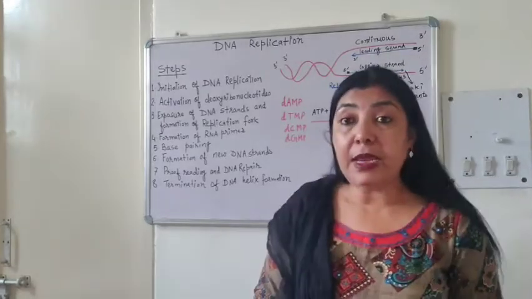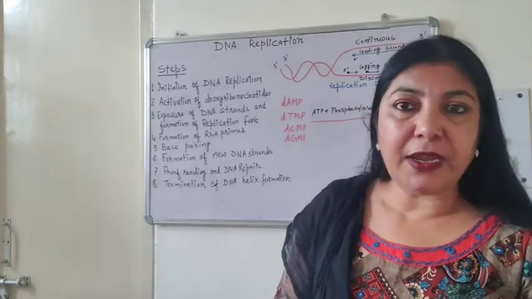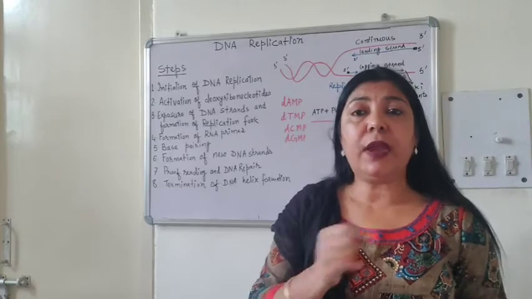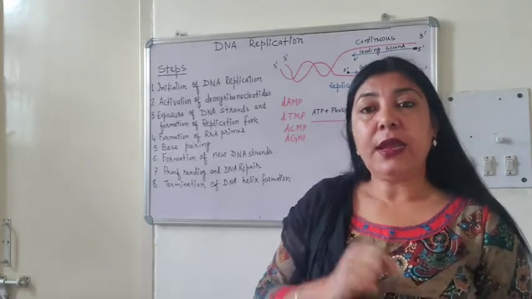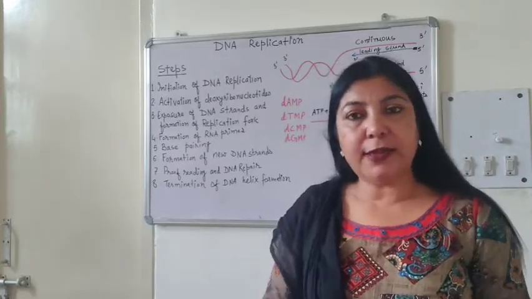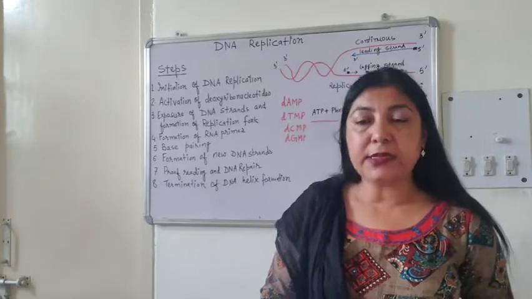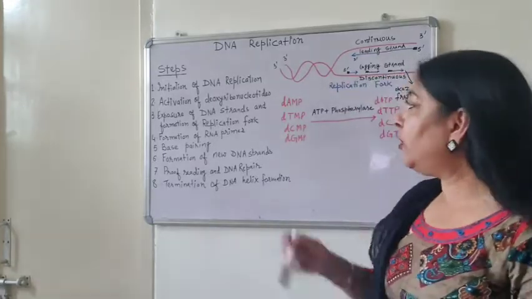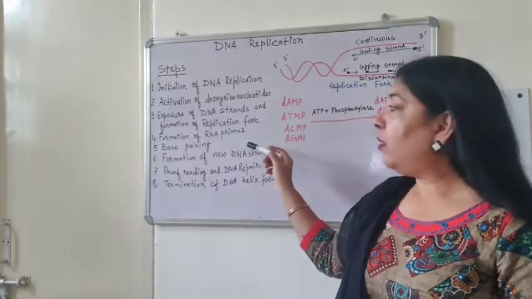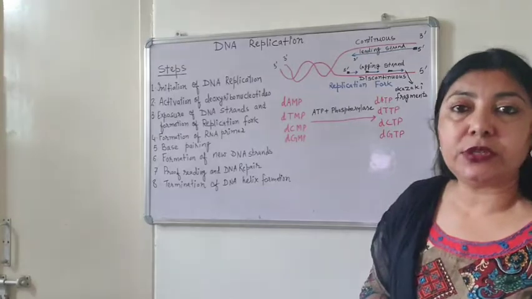Now, the main enzyme for DNA replication is DNA dependent DNA polymerase. But it has one drawback. It cannot initiate the process. It can only elongate the process. For initiation, it requires some primer. That primer is of RNA. So the RNA primer is formed.